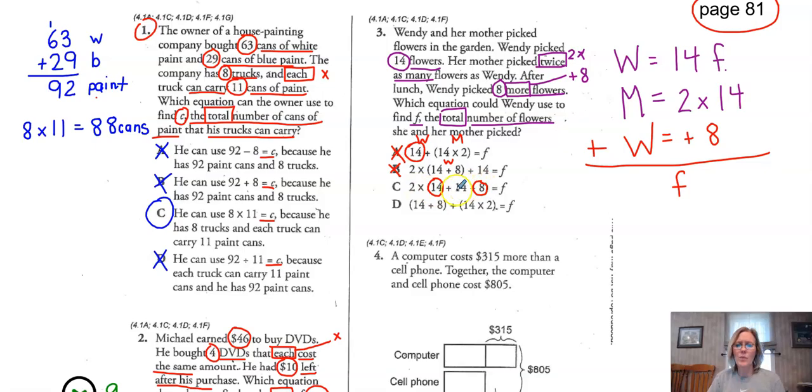And anyway, we can't use that one. Mom still doesn't have her times 2 going in the right place. But if I look at this one, I have a 14 plus 8. There's Wendy.